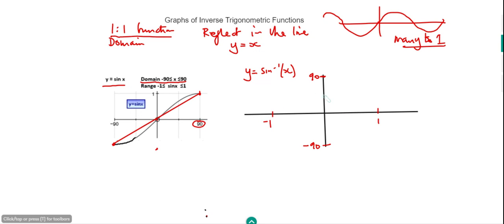And so now that we've set up these axes, we can draw the reflection of the original graph in this diagonal line, and it would look like this. And that's our inverse sine function.